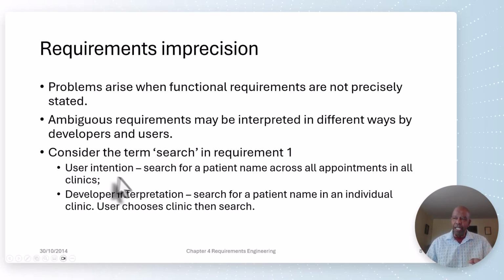So this is just an example. User intention: search all the patient's names across all appointments in all clinics. Well, when the developer gets it and interprets it, they might say search for a patient name in an individual clinic. So they're saying we're going to choose the clinic and then search it. Two different things, both having to do with searching. But the interpretation of what the requirement was is different.